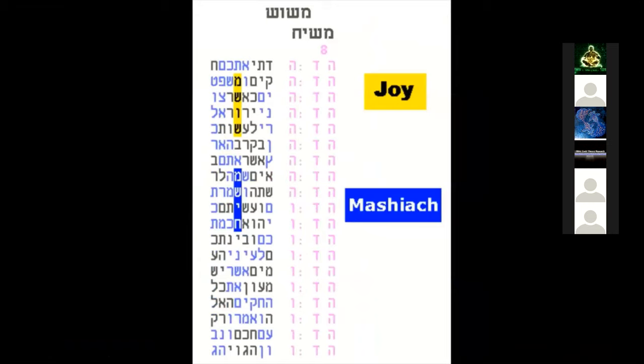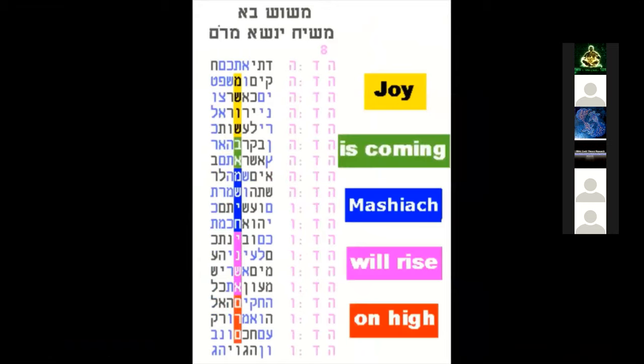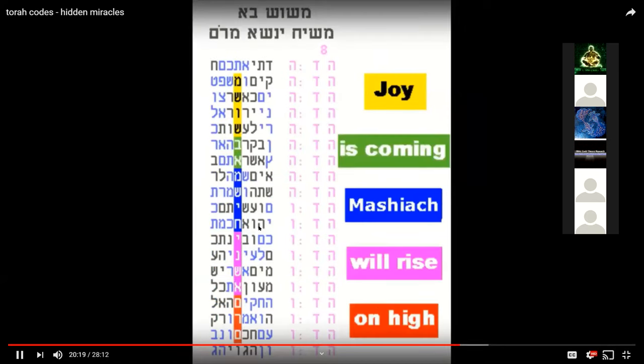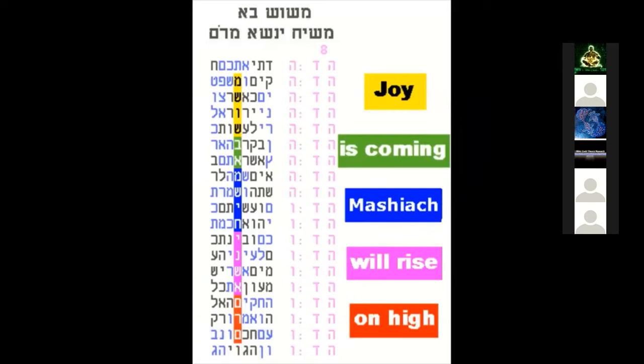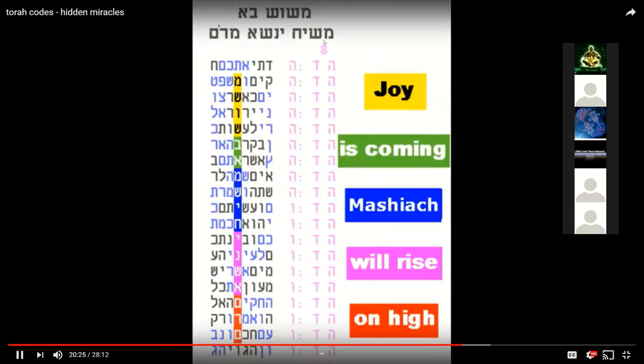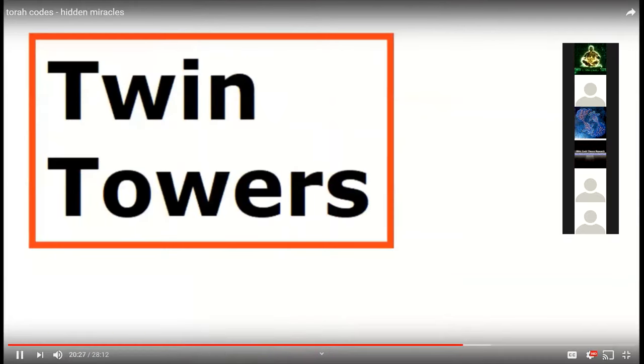Joy and Mashiach again, with a very small skip of 8 in the same line. And it actually forms a whole sentence. Joy is coming, Mashiach will rise on high. Incredible. Optimistic. And a skip of 8, guys, that is insane.